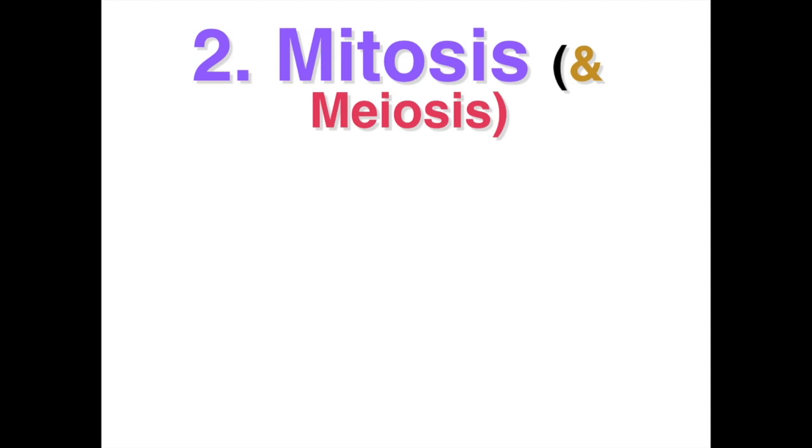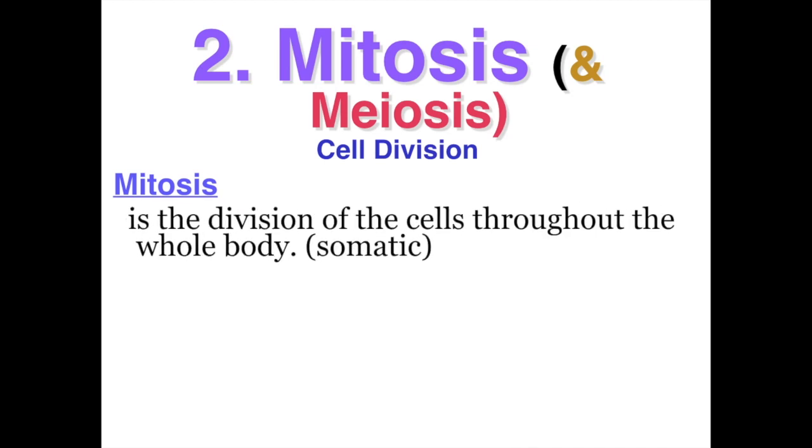Then we move into mitosis. Now we're going to talk about meiosis later on, but let's focus on mitosis. Both of these are a form of cell division, but mitosis is going to be the focus on the somatic cells. When I say somatic, look at the word to the left of the word somatic, body. These are the body cells, such as bone cells, muscle cells, skin cells, brain cells. So mitosis is the division of the body or the somatic cells.